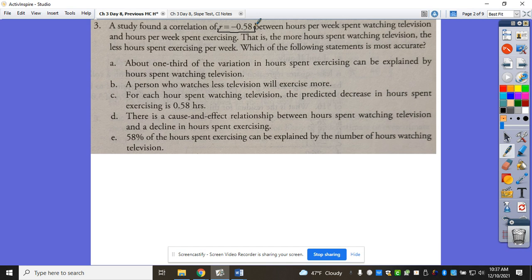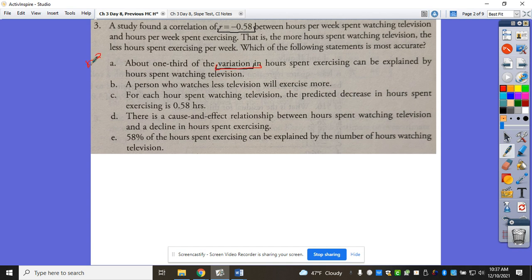But it does say the more hours spent watching television, the less hours spent exercising. Even though it's a weak relationship, it's negative. So, what stands out about A? One word. That usually tells us what? R squared.